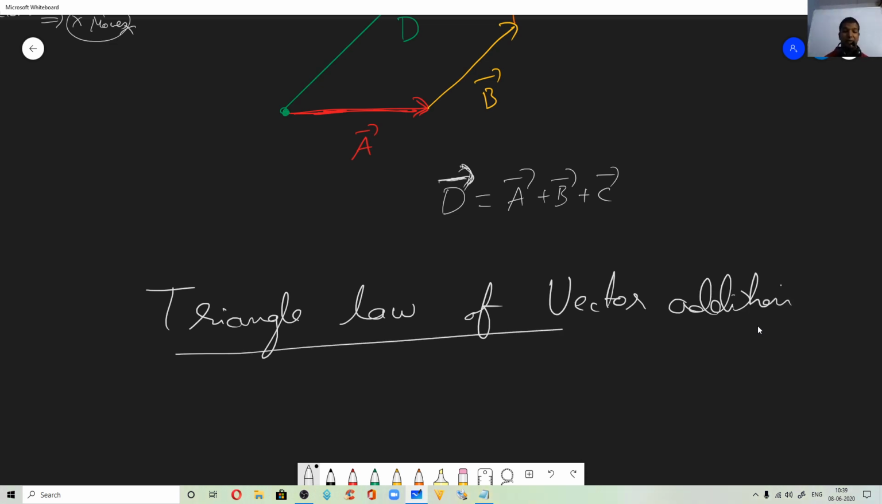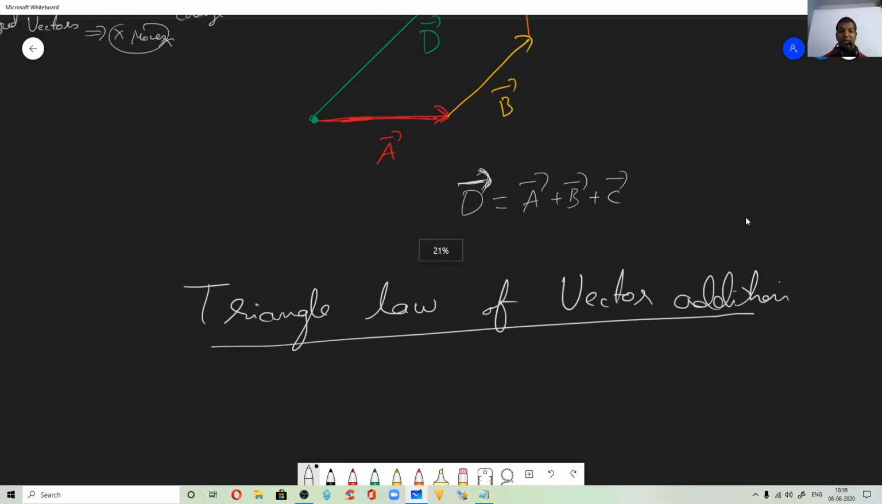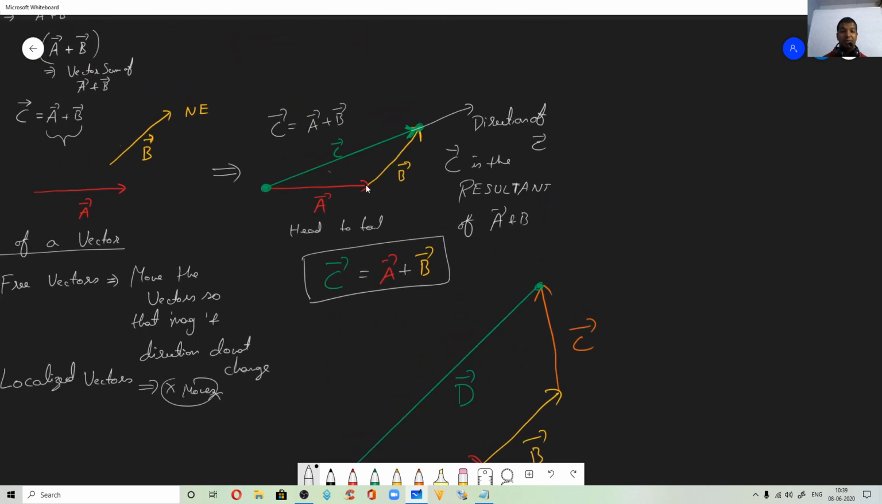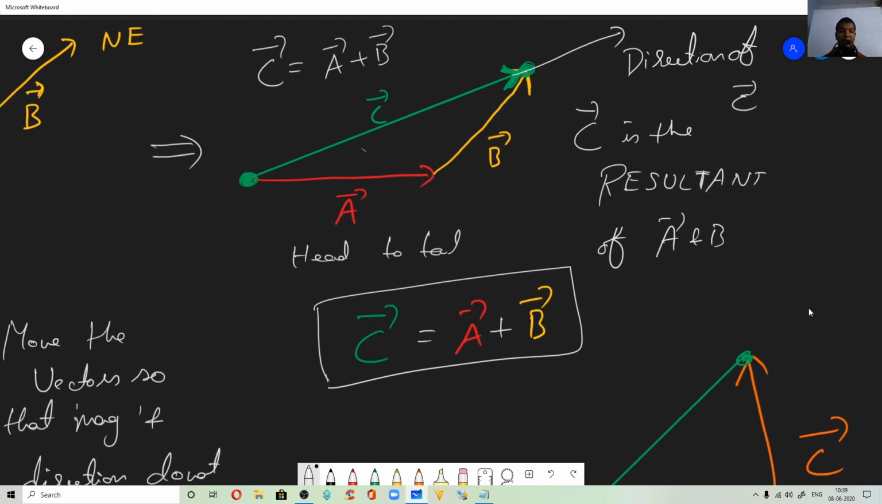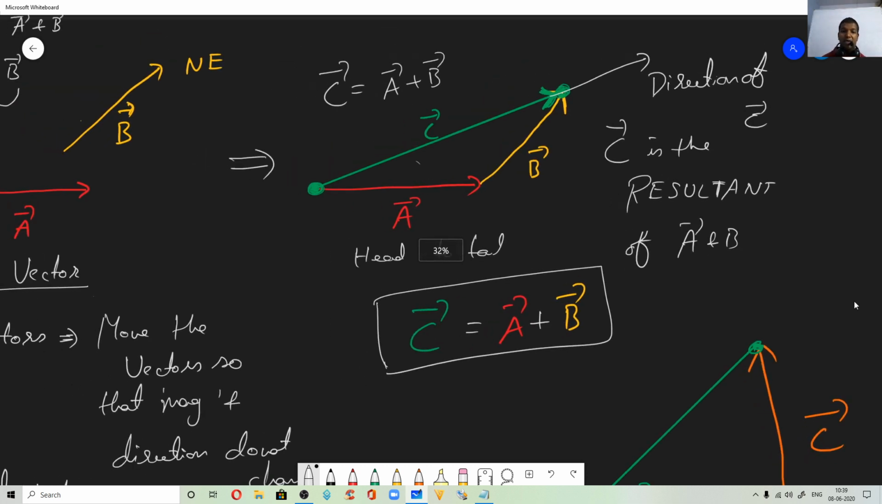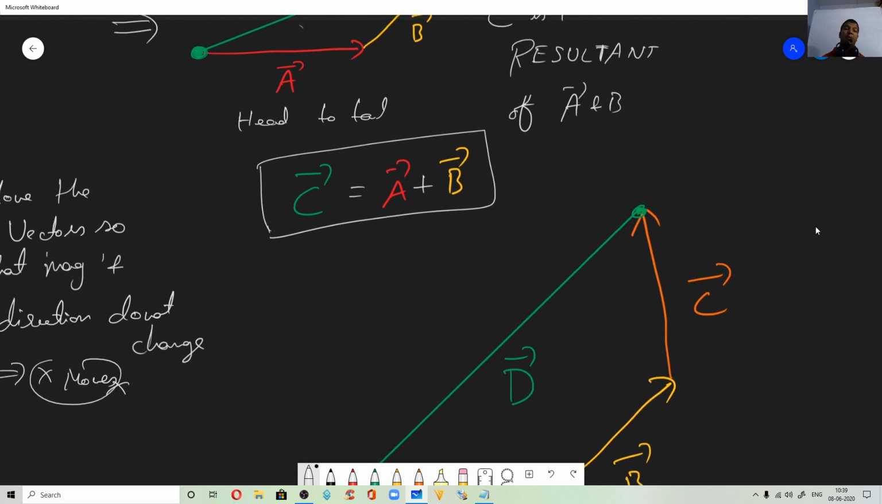What it means, you can easily understand from this diagram here. The statement goes like this: arrange two vectors, meaning shifting them, so that they represent the adjacent sides of a triangle. Then the resultant will be given by the third side.